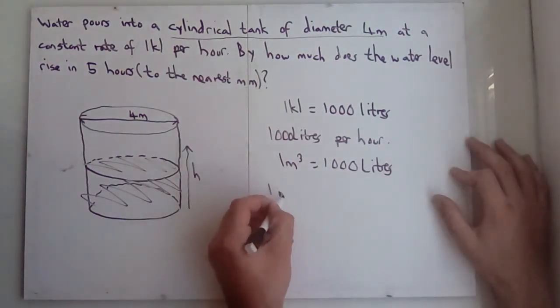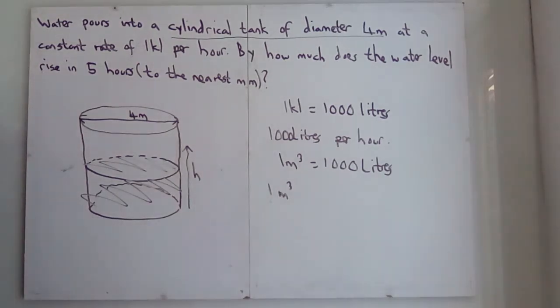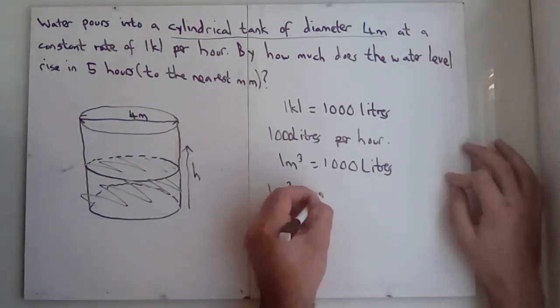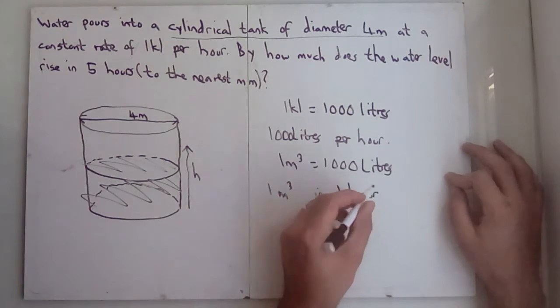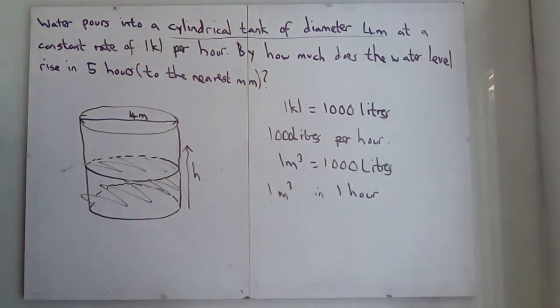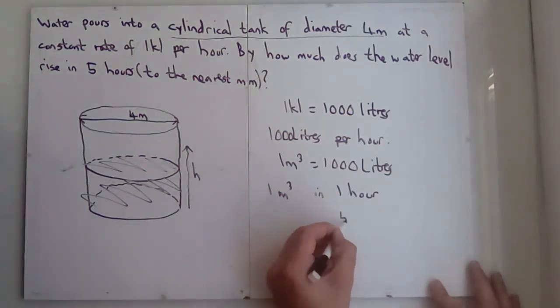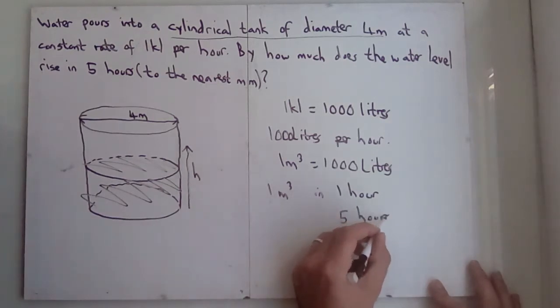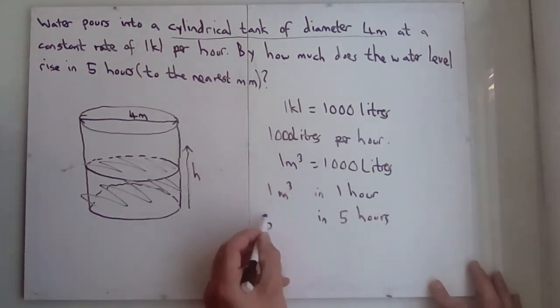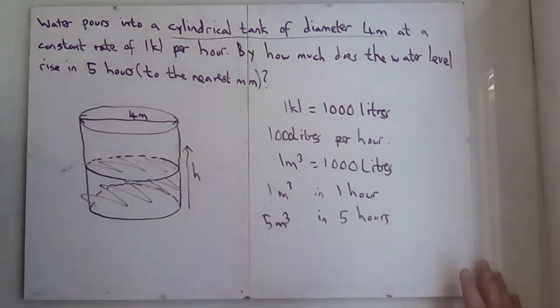So 1 meter cubed of water, so that much water in 1 hour. So how much water in 5 hours? Well, that's going to be 1 times 5. So in 5 hours, you're going to have 5 cubic meters, right? So that's the first bit.